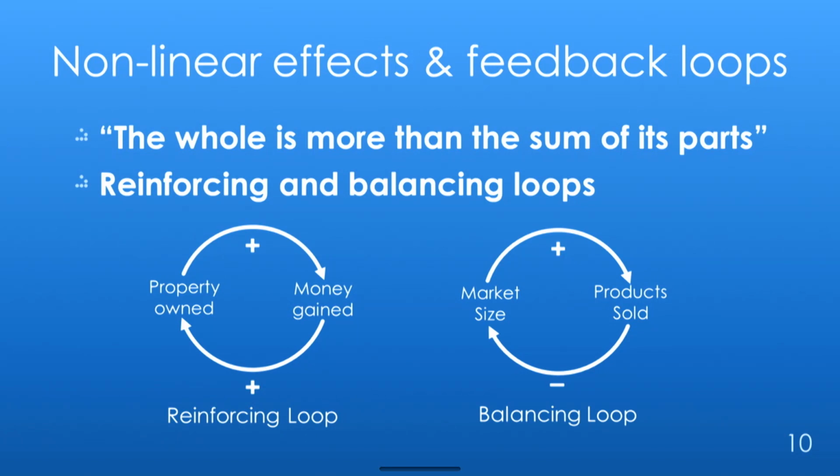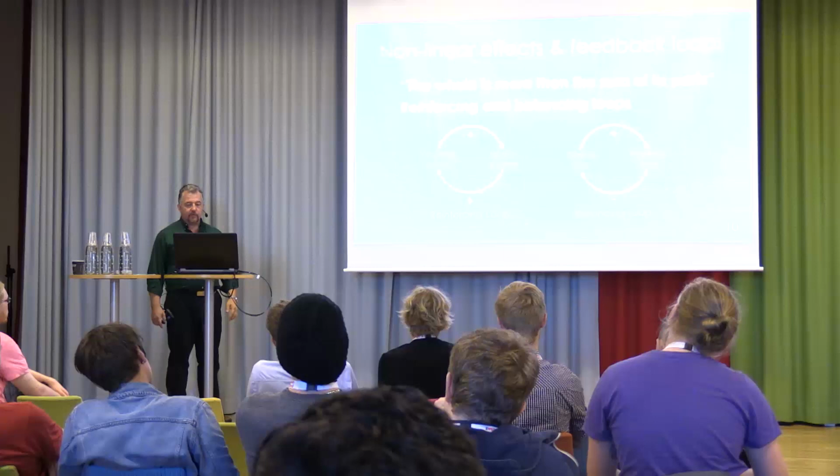And the reason for this is that we have these two basic kinds of loops. You have reinforcing loops. This is essentially like the game of Monopoly, where the more money you have, the more property you can own, the more property you own, the more money you get, and this accelerates on itself. As opposed to a more abstract balancing loop, where the more market you have, the more products you can sell, but the more products you sell, the less market you have left. This is what's called a limits to growth curve, where you're not going to grow infinitely. It's going to balance itself out.